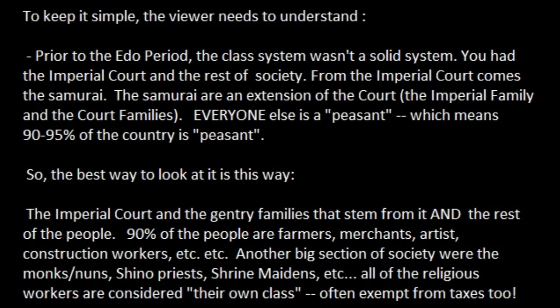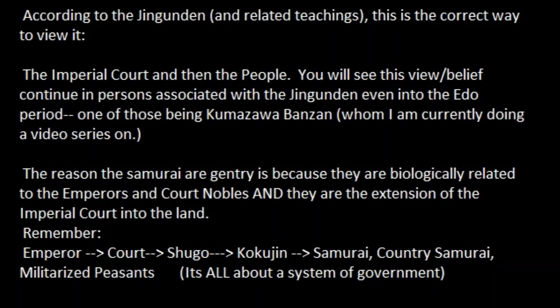Which is why the concept of peasant is not correct, and it's not a very effective tool to navigate and understand the history. So according to Gengundan teachings, and Southern Court teachings, etc., the following is the correct way to view it. You have the imperial court, and then you have the people. Not using the word peasantry, but using the word citizen, the word the people, right? The population, the country, 90% of the country, the people. So you have the imperial court, and then you have the people.